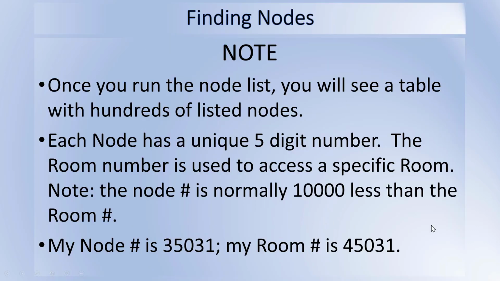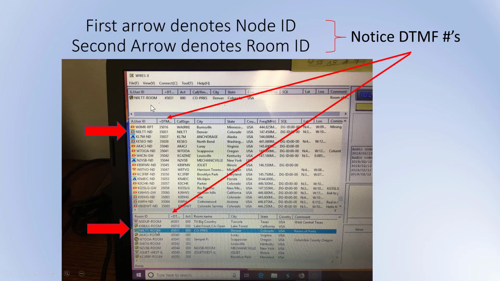Once you run the node list, you'll see a table with hundreds of listed nodes, as you've already seen. Each node has a five-digit number. The room number is used to access a specific room. Note, the node number is normally 10,000 less than the room number. As I indicated earlier, my node number is 35031. My room number is 45031. I'm showing you a picture of what the WiresX software reveals when you're running it.